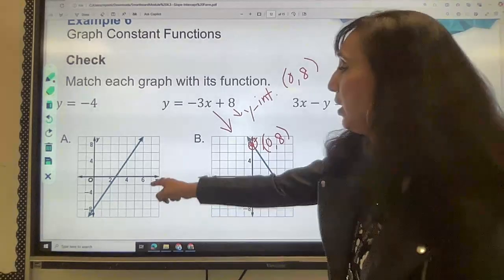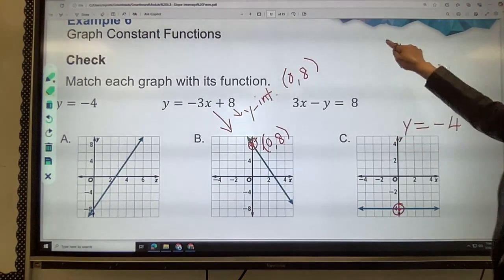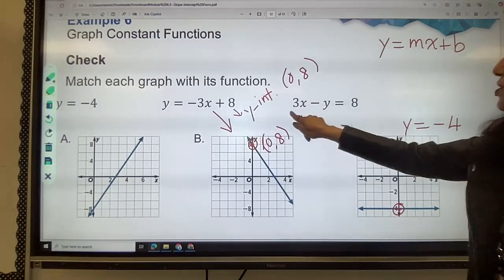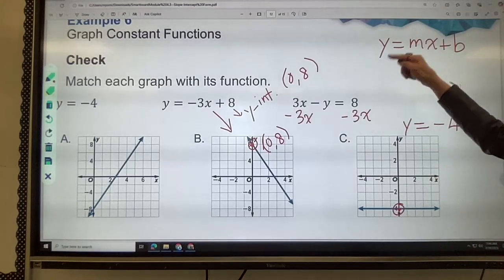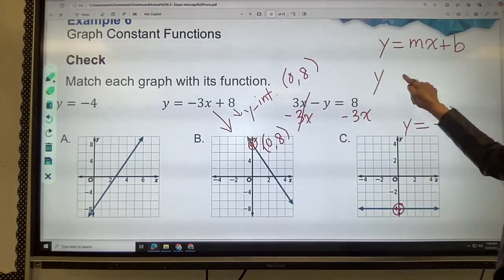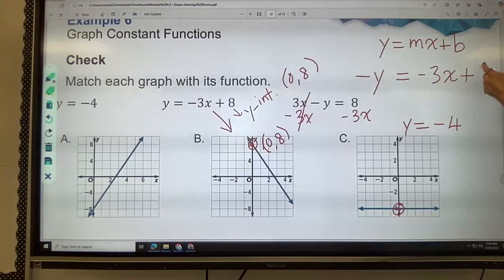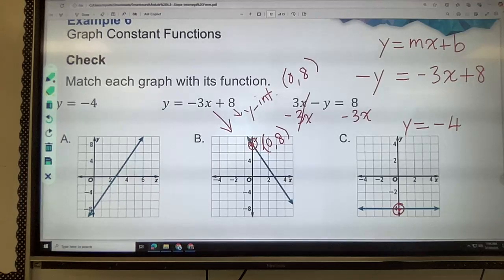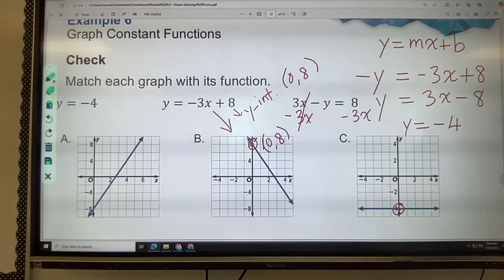Let's look at this one here. I am first going to have to solve this and put it into the correct format, which is y is equal to mx plus b. For that, I have to subtract 3x from both sides. When I subtract from both sides, what am I left with? This is gone, so I'm left with minus y is equal to -3x plus 8. And then I have to multiply by -1. I'm trying to get rid of the minus here, and so I get y is equal to 3x minus 8.